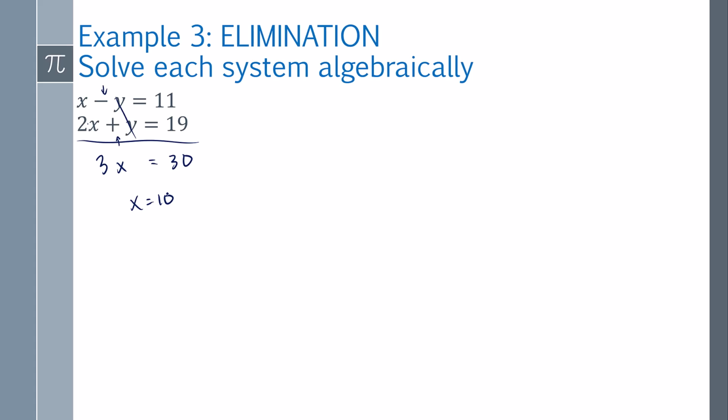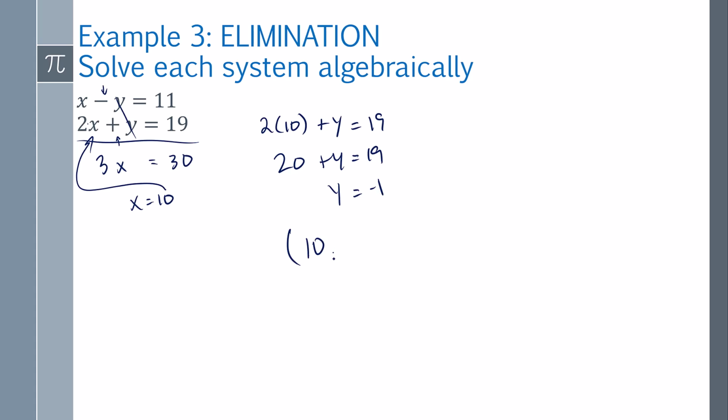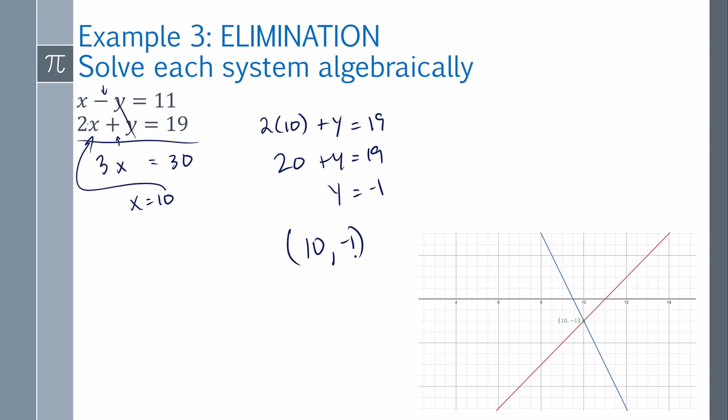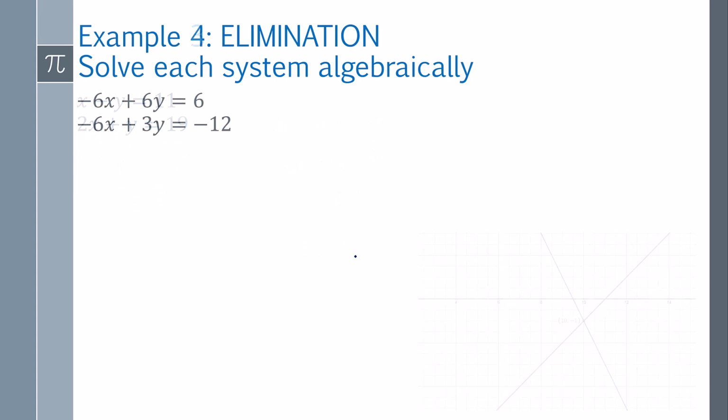So now I can plug x back in. If I plugged it into here, 2 times 10 plus y equals 19. That's 20 plus y equals 19. Subtract 20, you get y equals negative 1. And so remember, we need to write it as a point. And so comparing it to our graph, it's 10, negative 1.